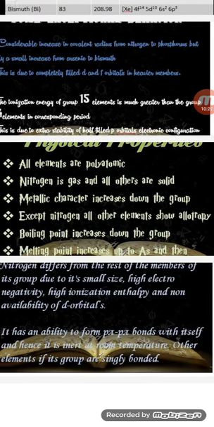As we know that the first element of every group shows certain different properties from the rest of the elements in the group, this type of property is called anomalous property. Nitrogen has exceptionally small size, high electronegativity, hence high ionization enthalpy, and non-availability of d orbitals.